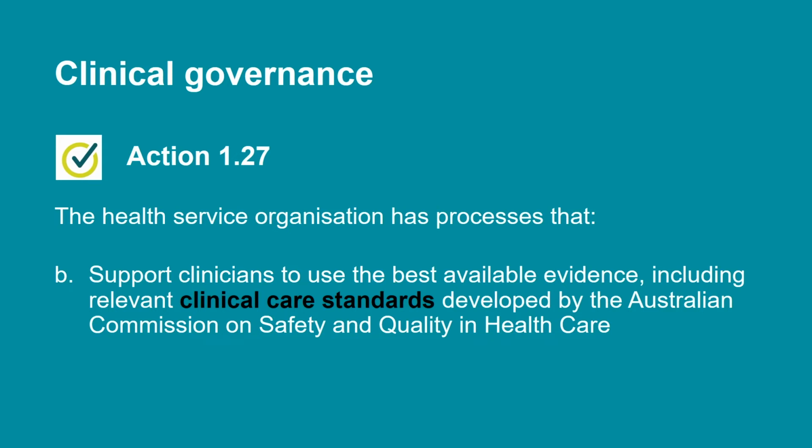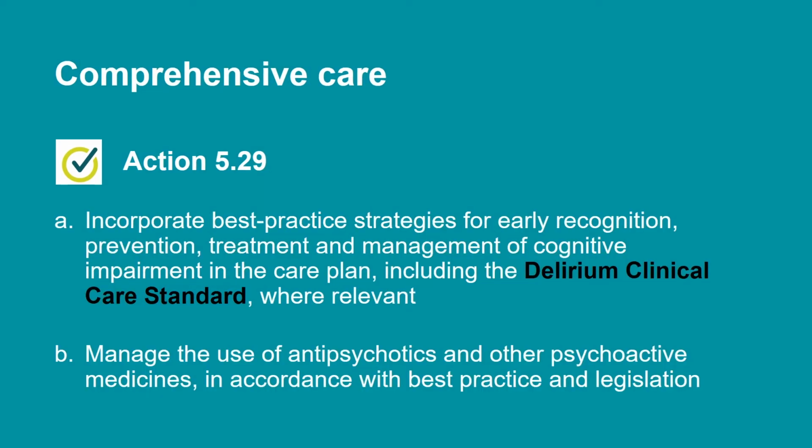The clinical care standards are linked to the National Safety and Quality Health Service standards in a number of ways. So under Clinical Governance, which is the first standard and an overarching standard, under Action 1.27, health service organisations are required to have processes to support clinicians to use the best available evidence, including relevant clinical care standards. There are specific cognitive impairment actions in the National Safety and Quality Health Service standards. Action 5.29 includes that the health service organisation has a system for caring for patients with cognitive impairment that incorporates best practice strategies, including the Delirium Clinical Care Standard. So that's another place where it is specifically mentioned.